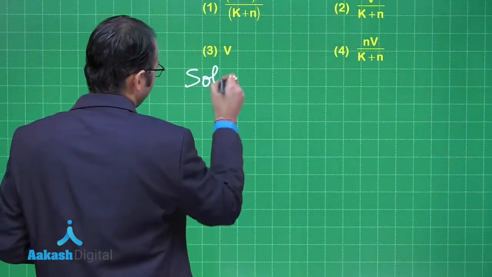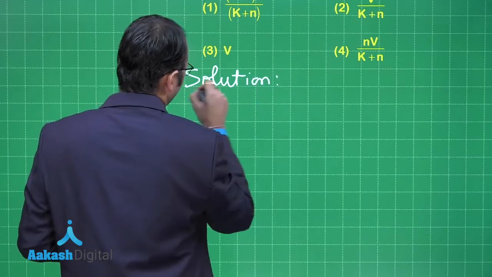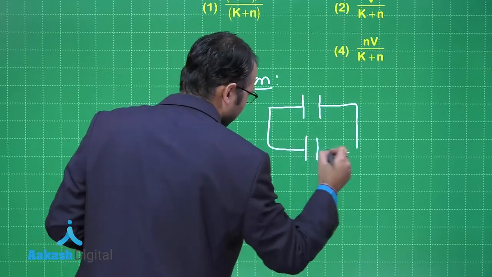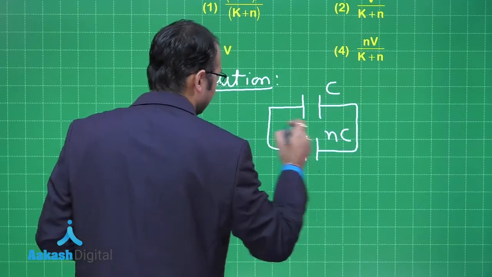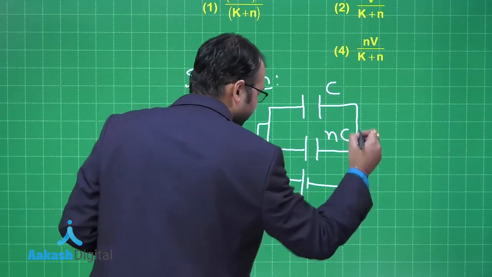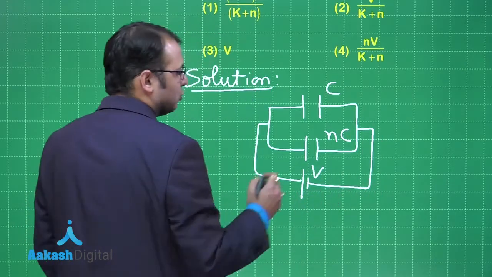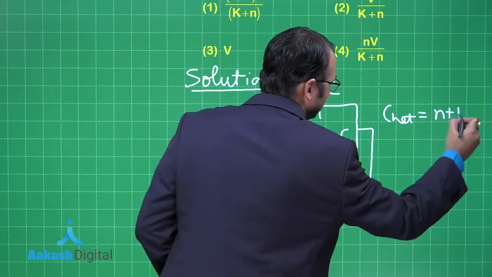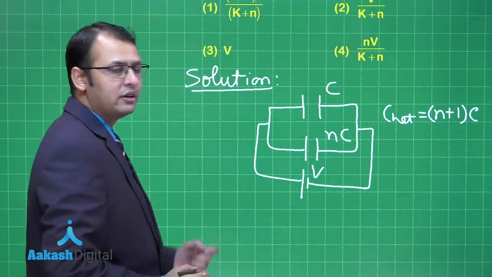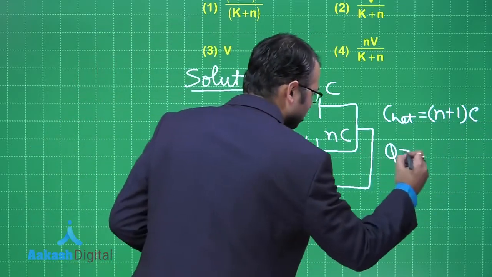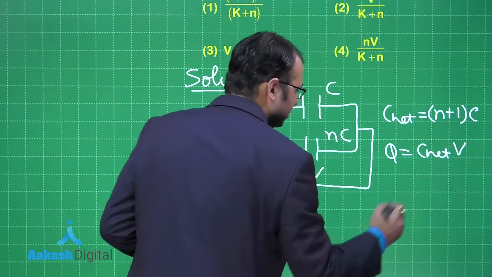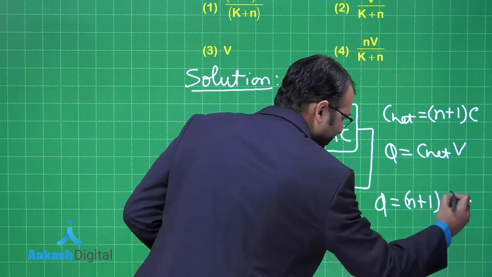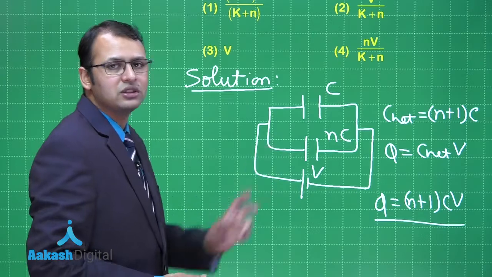Let's start the solution. So currently there are two plates like this in parallel combination. This is C, this is NC, and they are connected to cell of V, right? So what is the net capacitance here? So when you write the net capacitance, that would be simply N plus 1 into C, right? Then when you talk about the charge, so Q would be equal to C net into V. So this Q can be written as N plus 1 into C into V. So we have the net charge on the system, right?